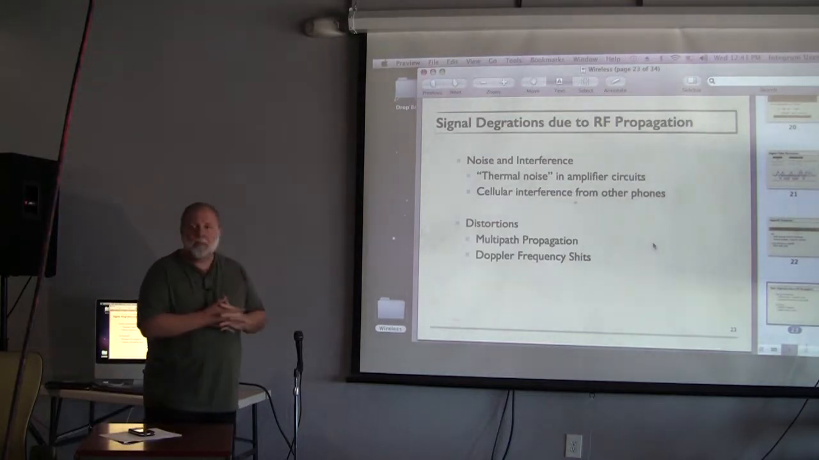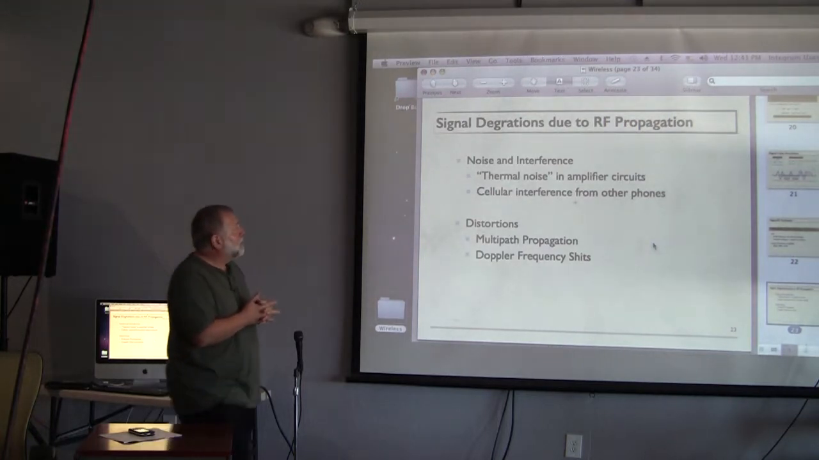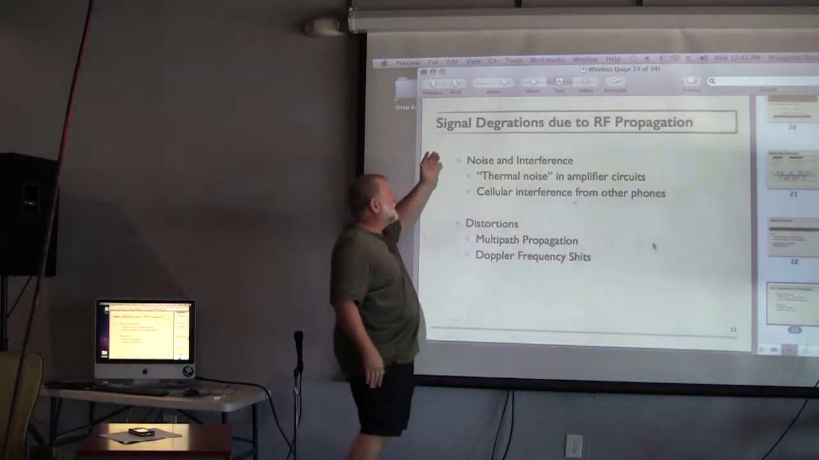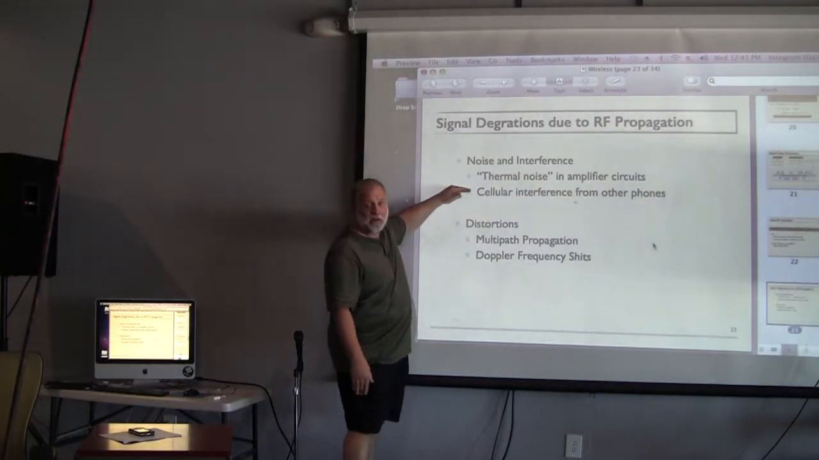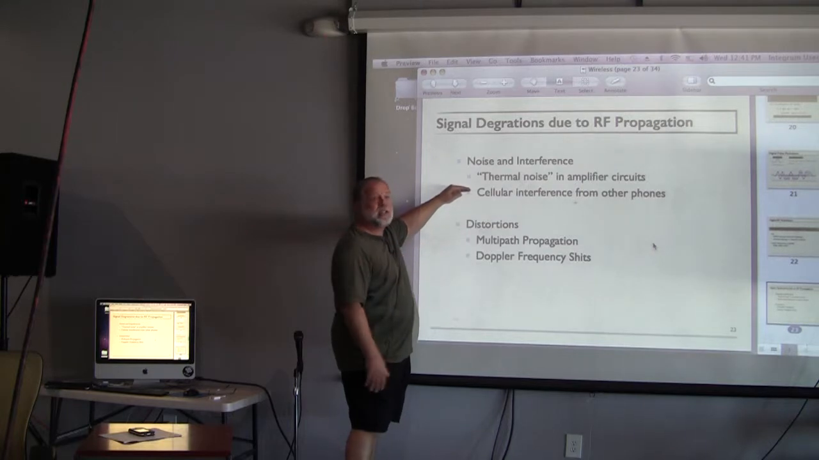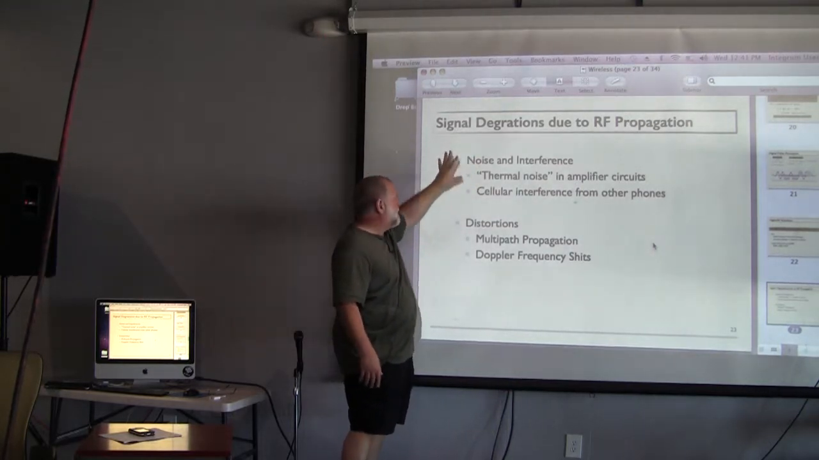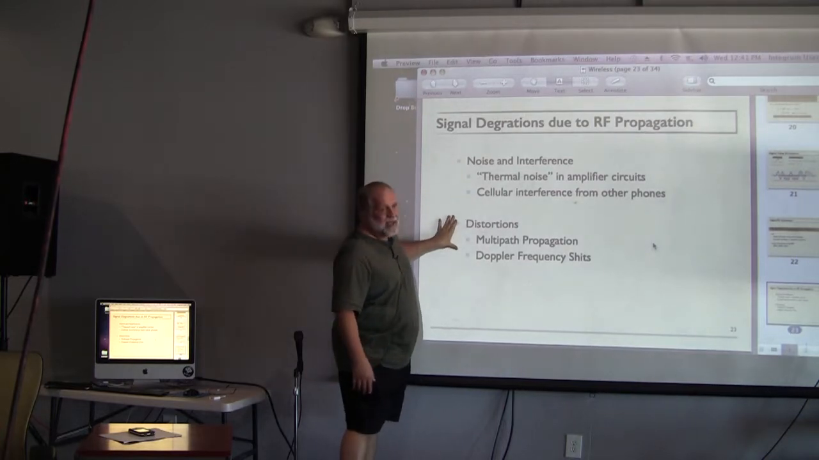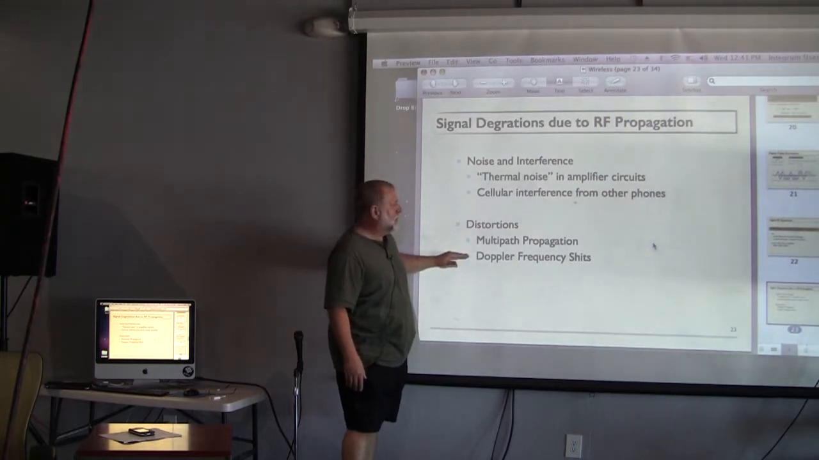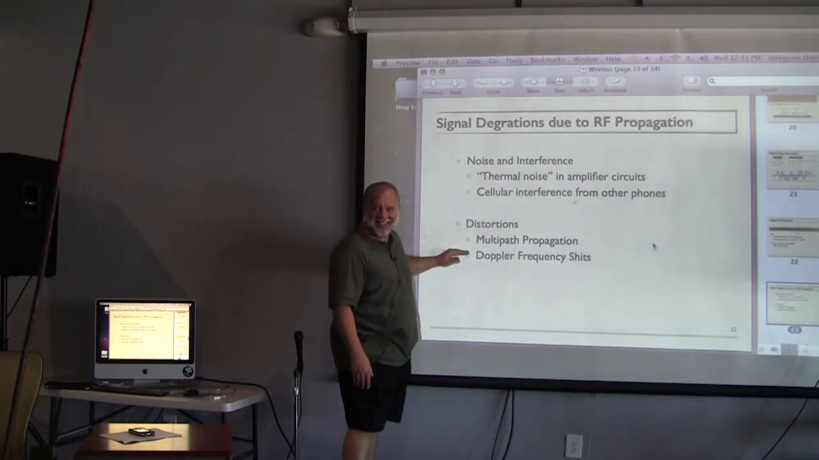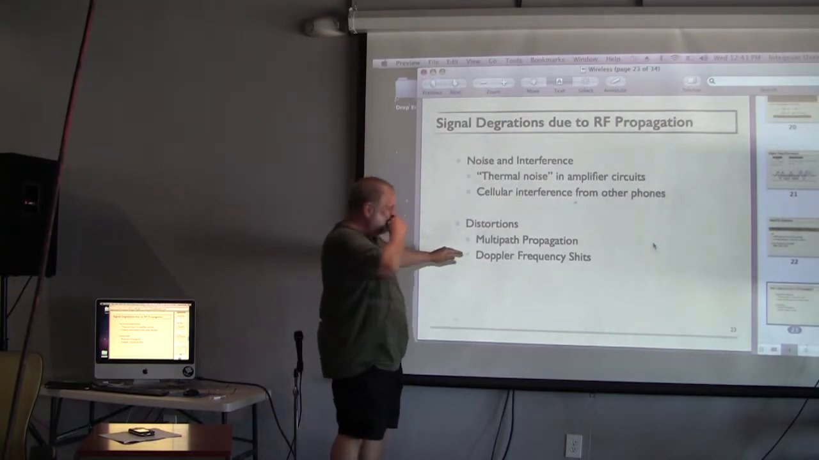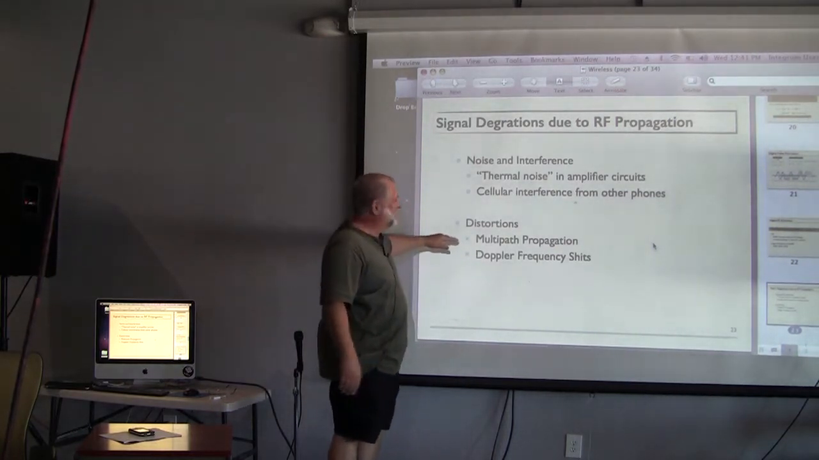What happens when we send this over the channel, over a cellular channel? Well, there's a couple of things. You get noise interference. The interference, I already talked about, is the cellular interference that you're going to get from cells using the same frequencies. There's also thermal noise in the circuits. But now we also have these distortions: multipath and Doppler shifts. Sorry about that.